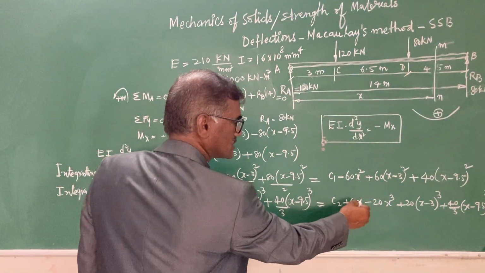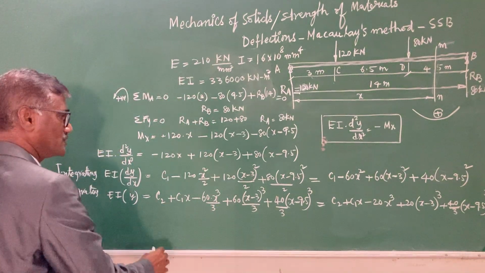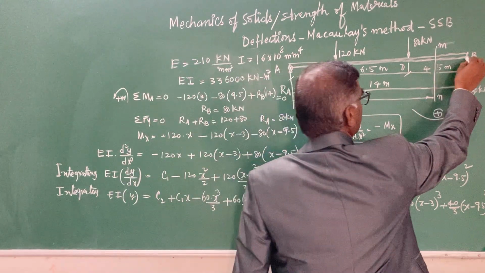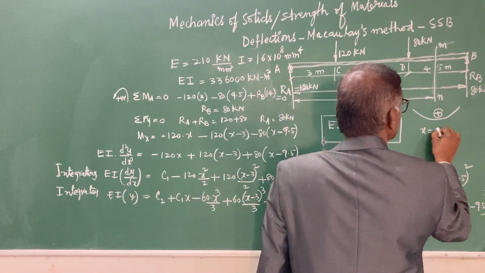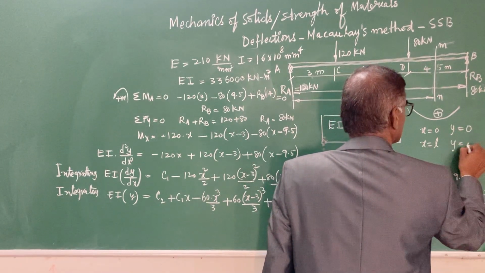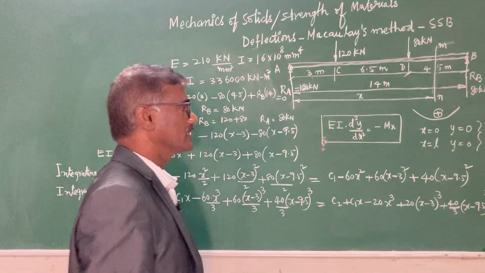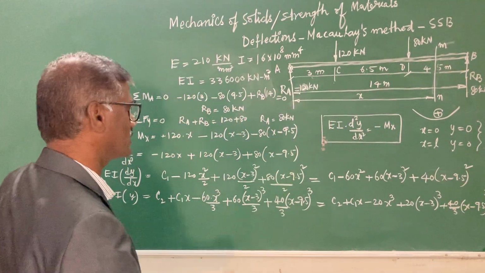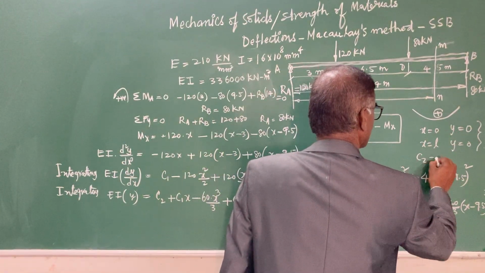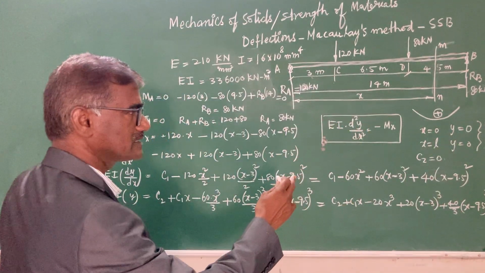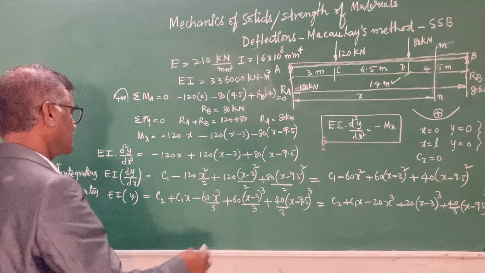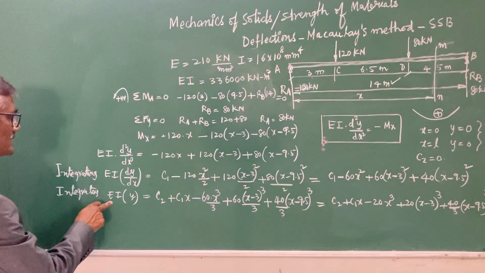In this you have to find out the constants of integration C1 and C2. Substituting the boundary conditions, the deflection at A and B are both 0. That means at x equals 0, y is also 0, and at x equals L, the deflection is 0. So these two are the boundary conditions for the deflections. Using that, if you substitute x equals 0, y equals 0, automatically C2 will be 0. Substituting x equals L, that is 14 meters, you are going to get the C1 value, and in this equation you have to use the EI value.